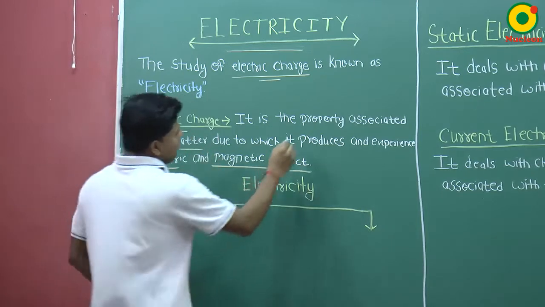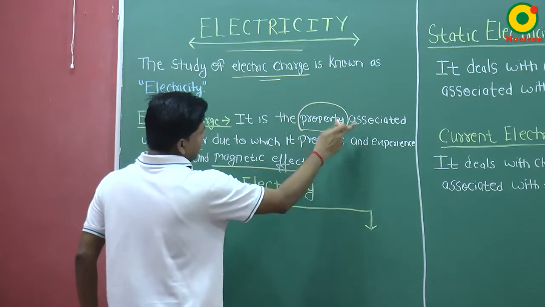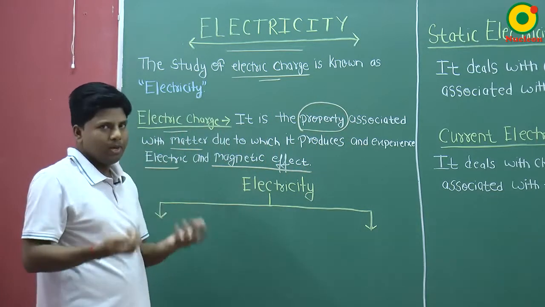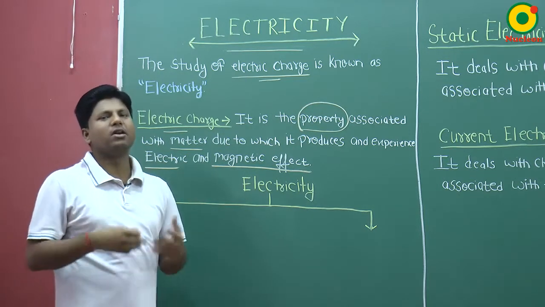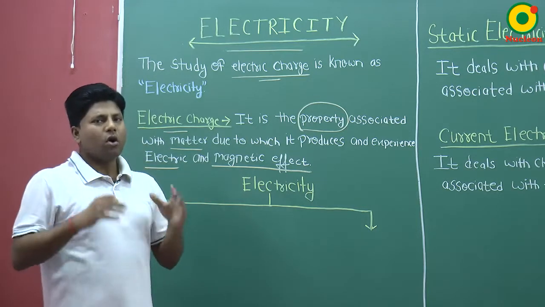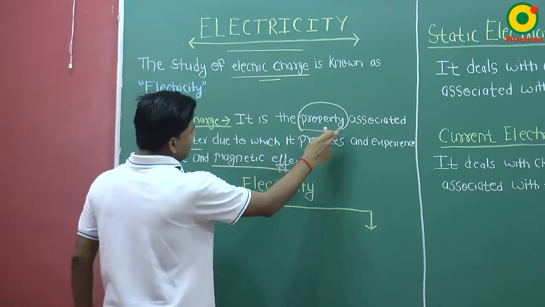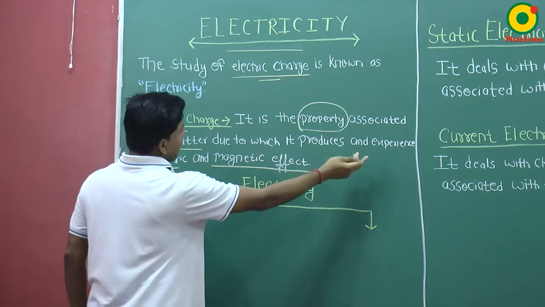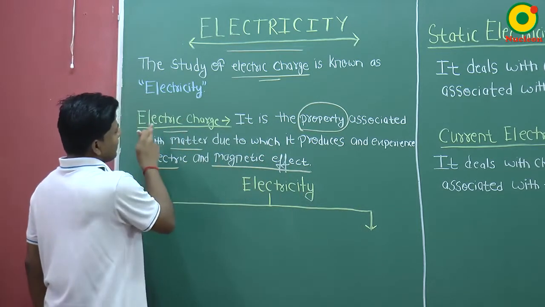It is just the property which is associated with matter. Any substance you pick, whether a table or a chair or anything around you, all things are made up of matter. So it is a property associated with matter due to which it produces and experiences electric and magnetic effects, and it is known as electric charge.